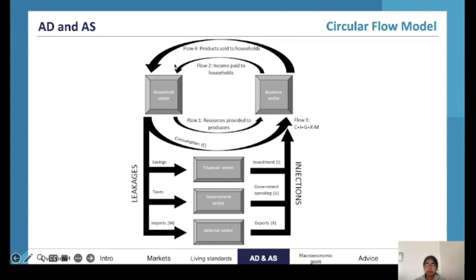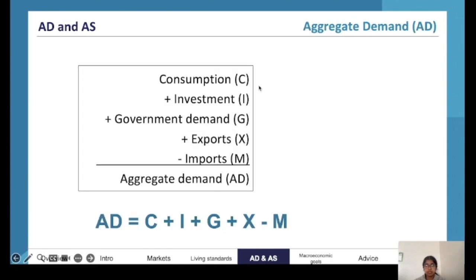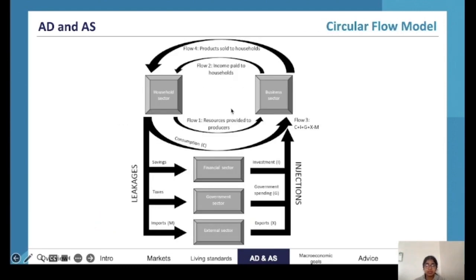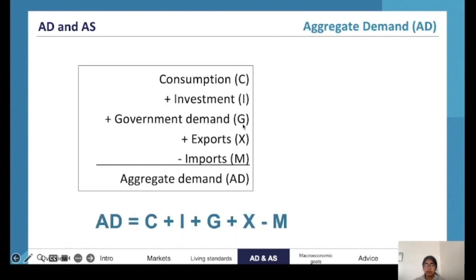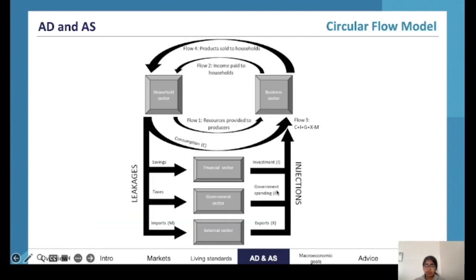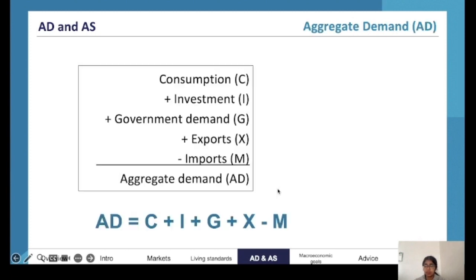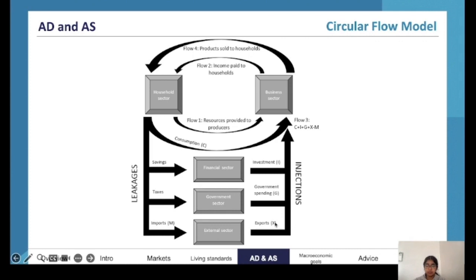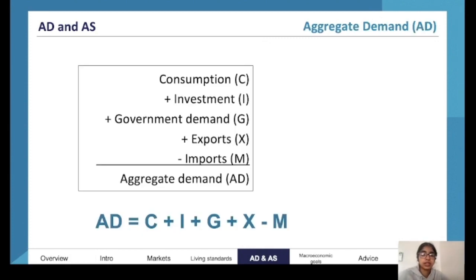From the circular flow model, there's demand coming from consumption, that's this here. Investment, people investing, that's this here. Government demand, so government spending on stuff, that's this here. Exports, so people buying exports, coming in here. Minus imports, so imports going out of the economy. That's why the minus M comes into play here.